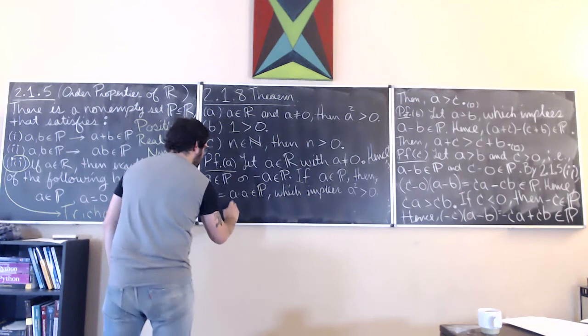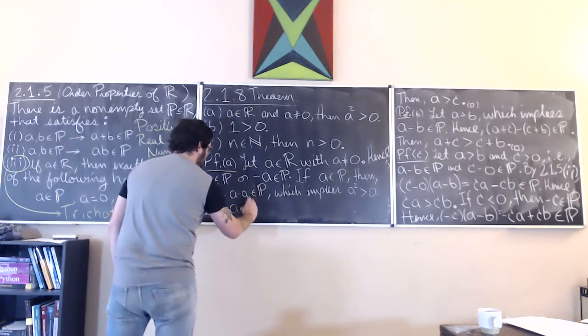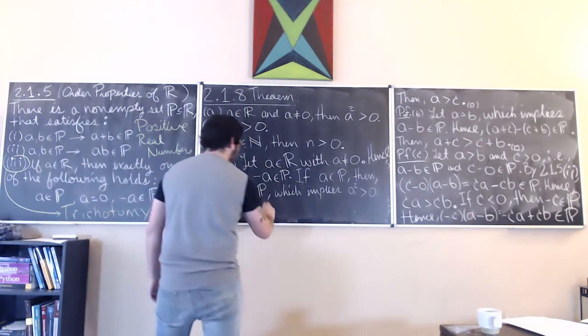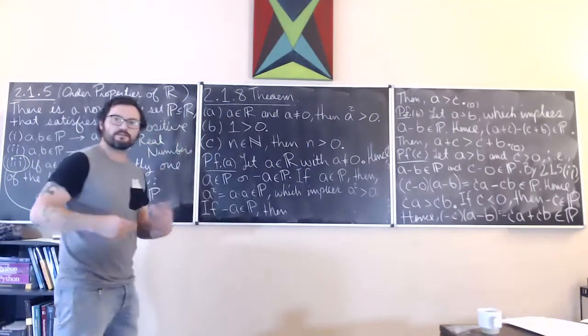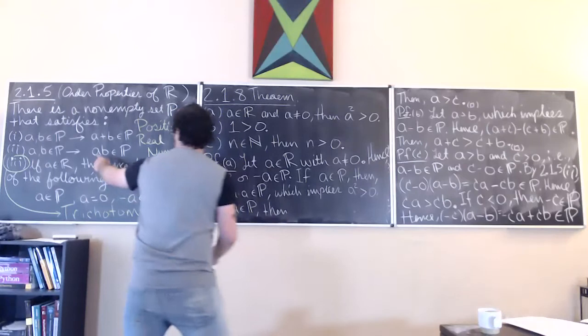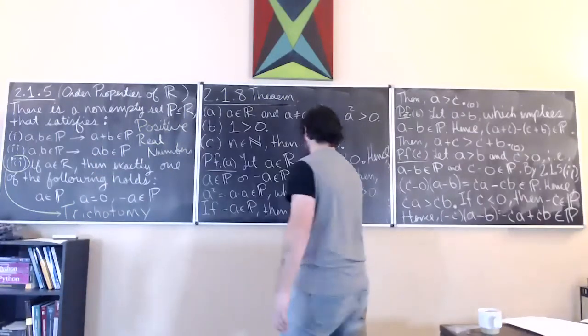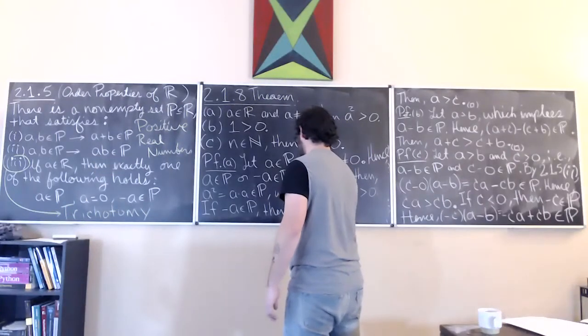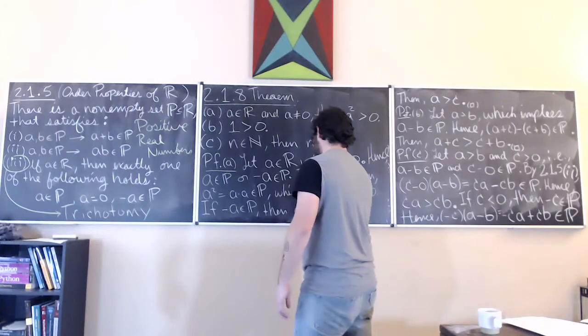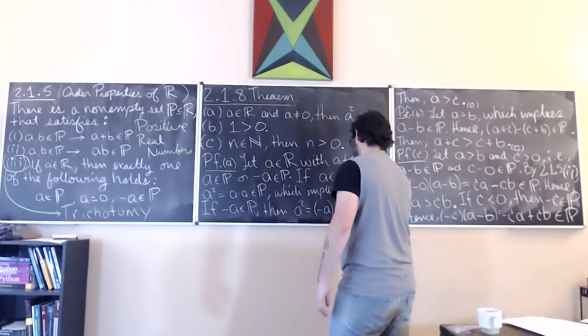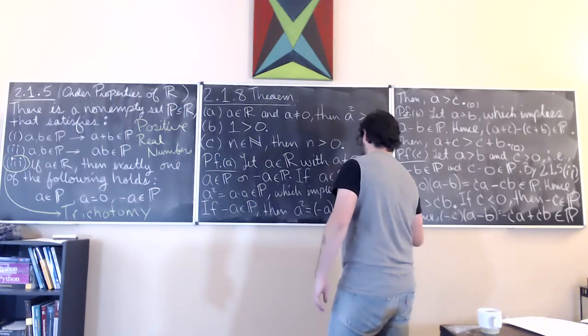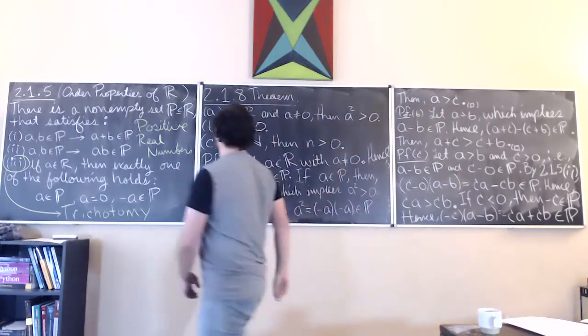If negative A is in P, the same thing holds. Then negative A times negative A is in P, because, again, property 2. So that proves part A.